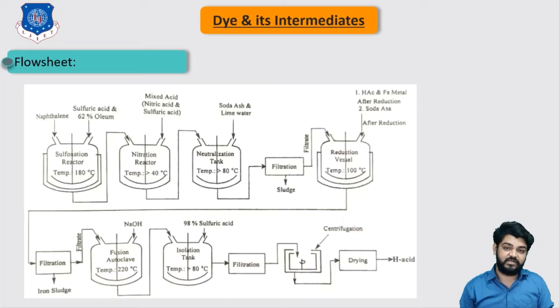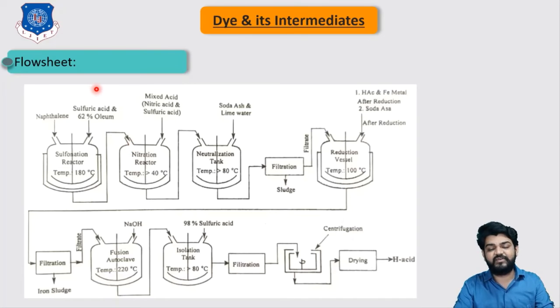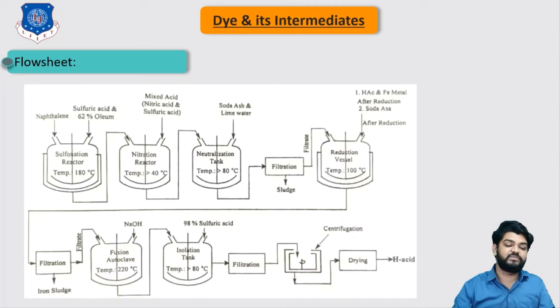Now after understanding this chemical reaction, let's quickly understand the flow sheet for the production of this H acid. As you can see here, we are going to require different types of vessels. In the process of selecting these vessels, we have to focus particularly on their material of construction, as the vessel for the sulfonic acid needs to be manufactured from cast iron.